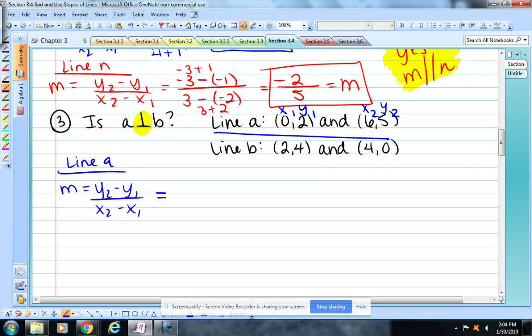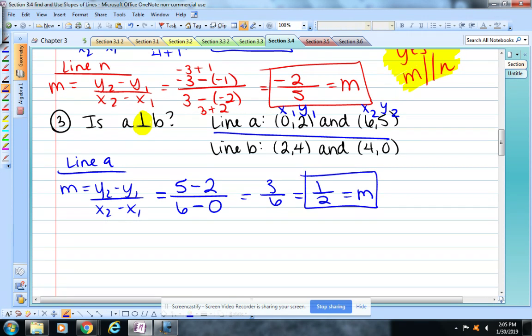All right, so what number is my Y2 number? 5 minus what is Y1? 2 over 6 minus 0. And then we simplify. What is 5 minus 2? 3 over what's 6 minus 0? Does that reduce to what? 1/2. So the slope of line A is 1/2. Now I got to find the slope of line B. So is everybody okay with how we got the slope of line A?